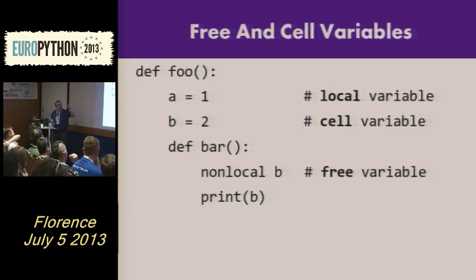Inside of bar, B is a free variable. Free variable is actually a term from compilers. It means a variable that's defined in some other basic block, something like that. In Python, specifically, a free variable is a variable that was defined in an outer enclosing function.